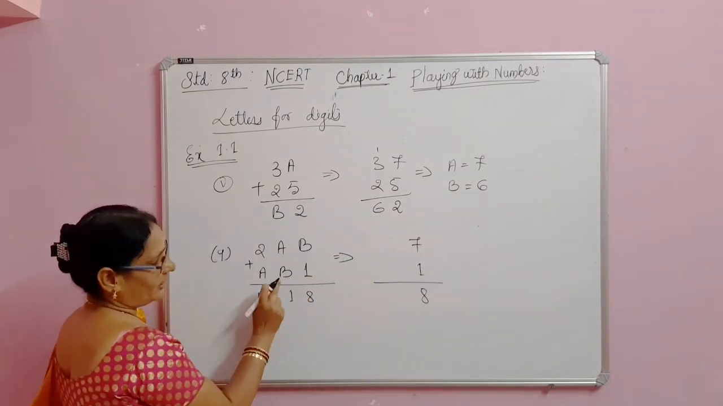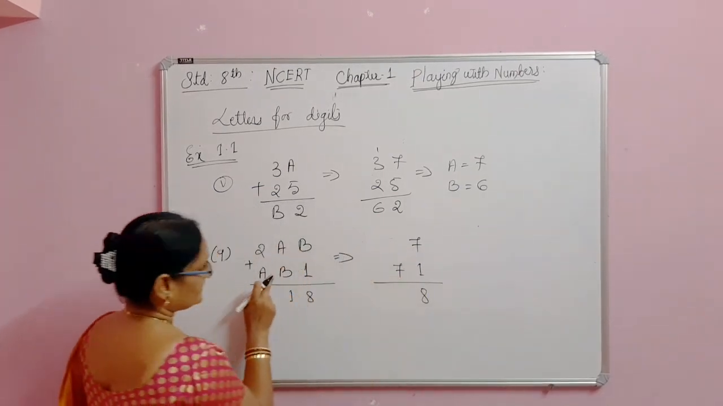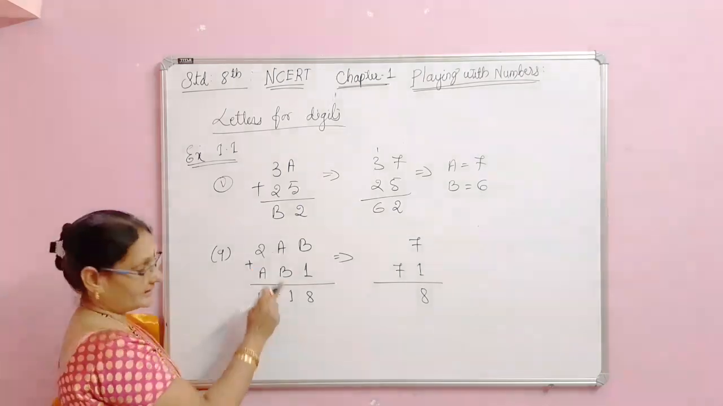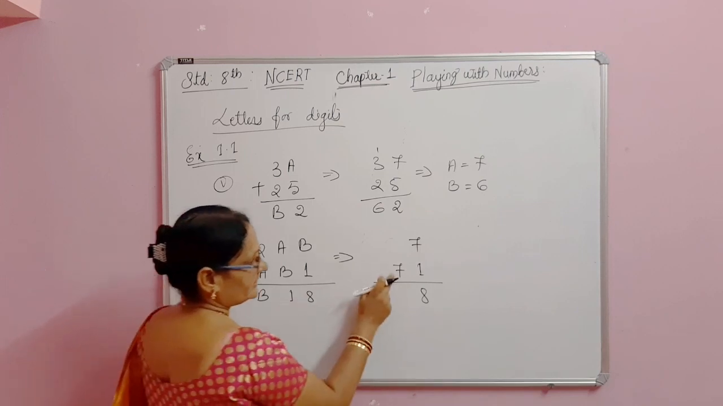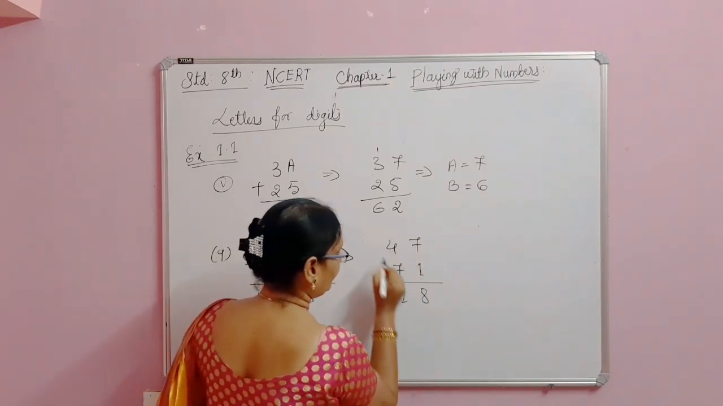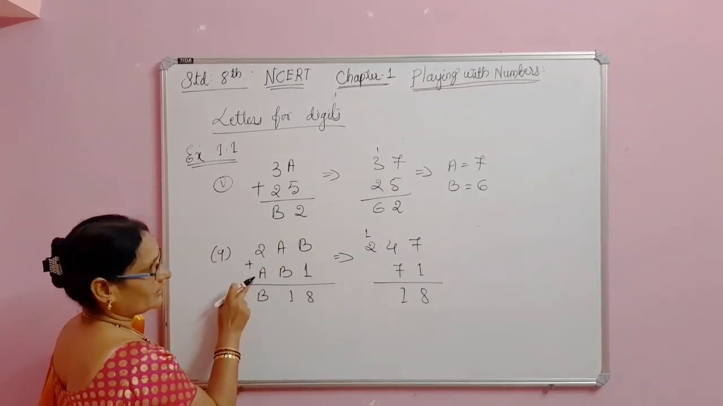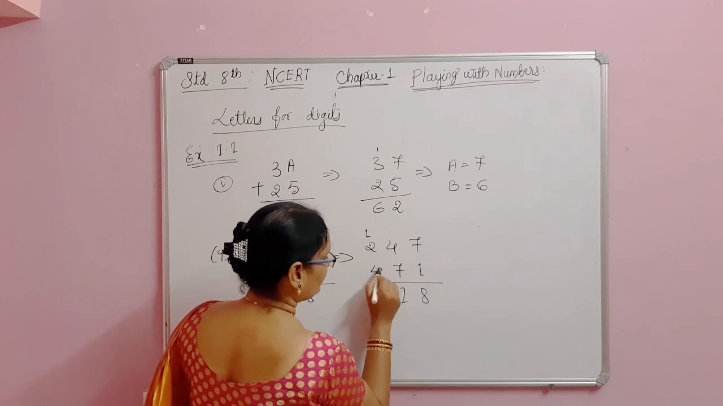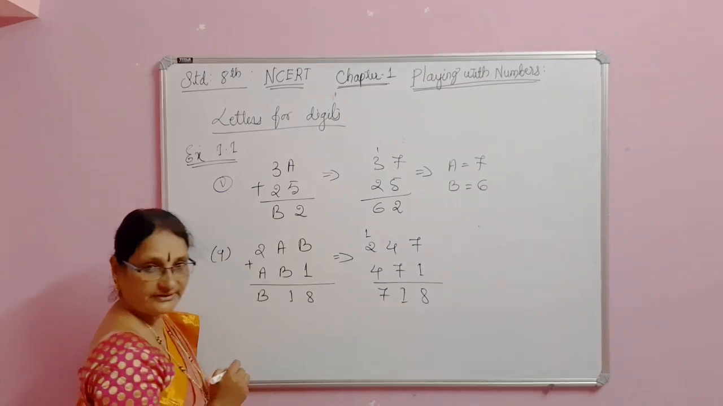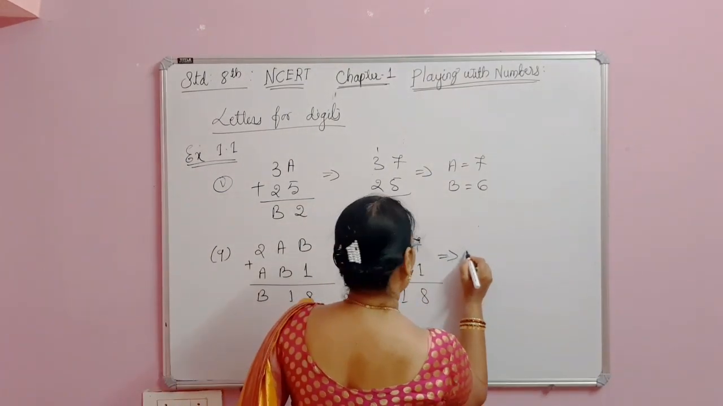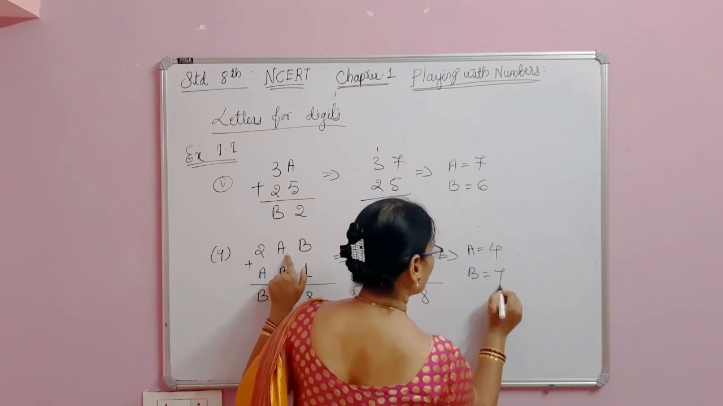Already we got B equal to 7, so here it must be 7 only. Here A is there, and here 1. We have to add one number to get 11. Then 7 plus 4 is 11, carrying 1. Here 2 is already given. So what is A here? We found that A is 4. 4 plus 2 is 6, 6 plus 1 is 7, and B we got is 7. This implies that A equals 4 and B equals 7.